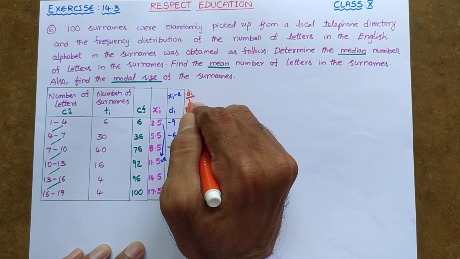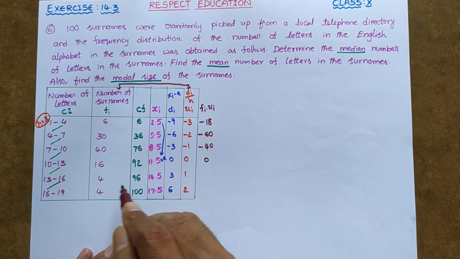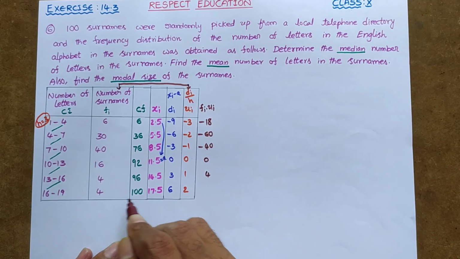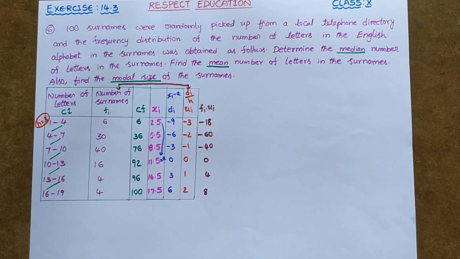Now we are going to find the product of Fi and Ui. So here you observe carefully, second column I multiply with the fifth column. So here I am finding Fi into Ui. 6 into minus 3 is minus 18. 30 into minus 2 is minus 60. 40 into minus 1 is minus 40. 16 into 0 is 0. 4 1s are 4. 4 2s are 8. Now Fi into Ui is also ready.